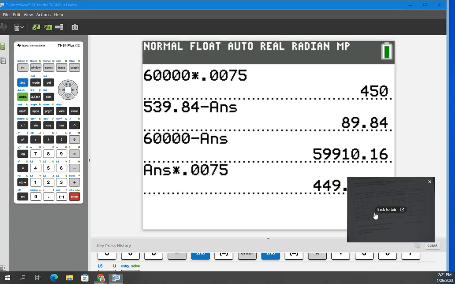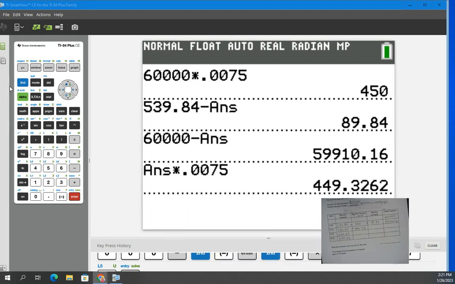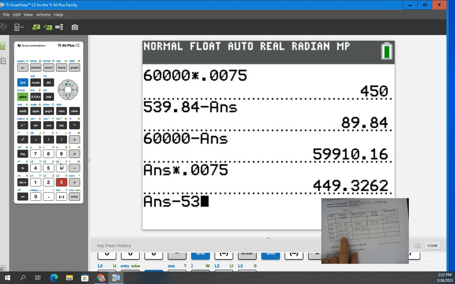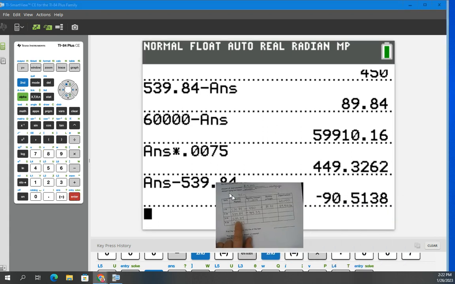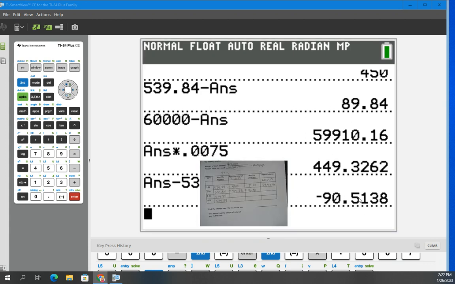So the second month, oh, we got a deal. We are only paying $449.33 in interest. Okay, so we're going to take that number and we are going to find the difference between that and our monthly payment. So that means $90.51 is what goes towards our principal.